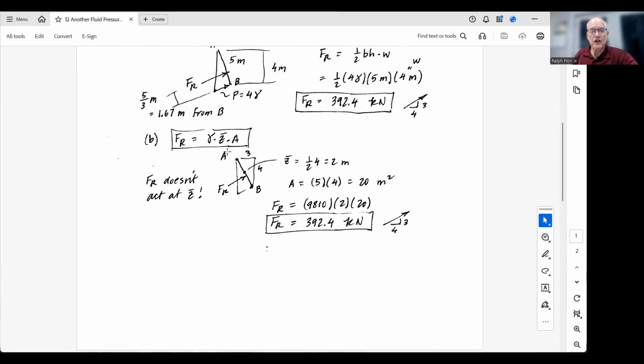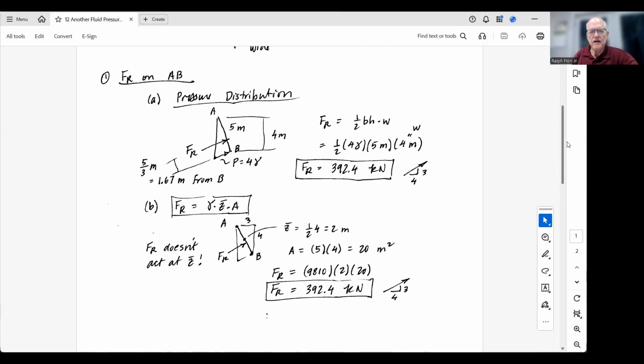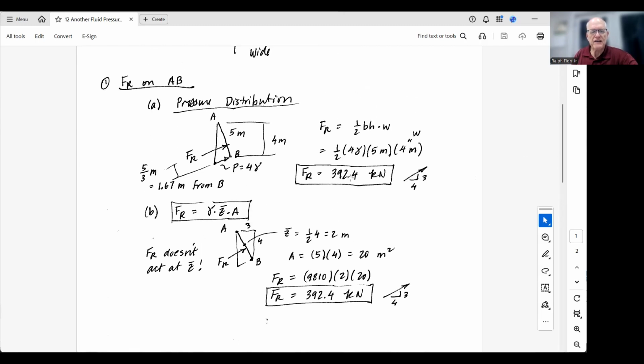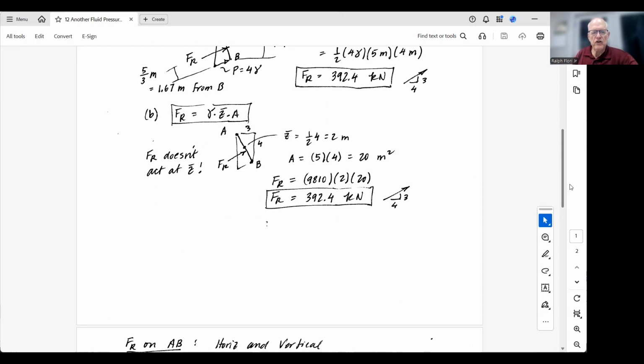It's pretty clear that the Giza method is actually pretty easy. But the pressure distribution, I think, is also valid because at least for FR, it gives you the location of FR, which is the center of the pressure distribution. One of the weaknesses of the gamma Z bar A formula is it doesn't necessarily give you the location of FR. You have to get that from the pressure distribution.